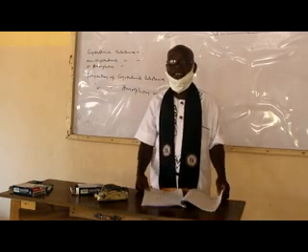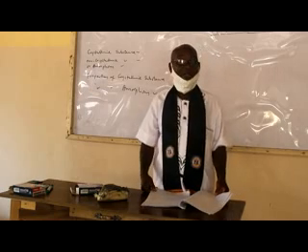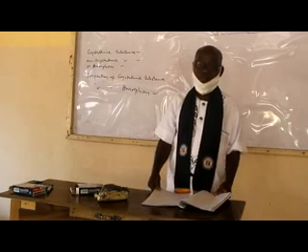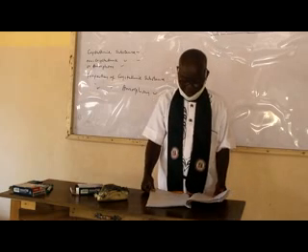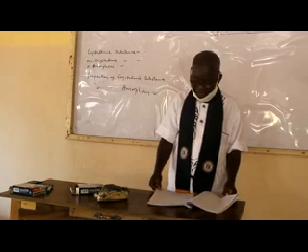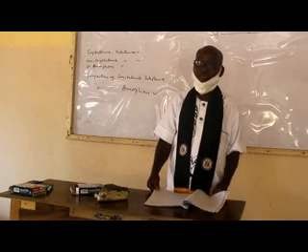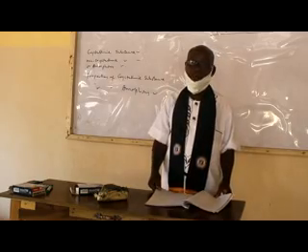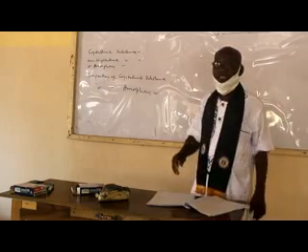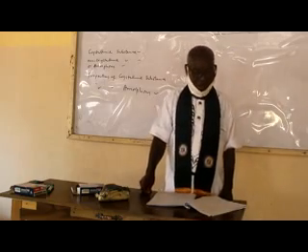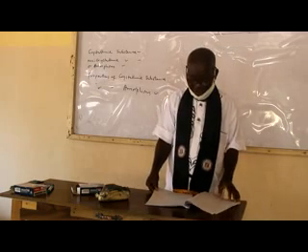Number 2, crystalline substances are soluble in water, while non-crystalline substances are insoluble in water. Crystalline substance has a definite shape, while non-crystalline substance has no definite shape. I'm just using their properties to differentiate. So I would like you to add others. I'm giving you the properties you can differentiate.